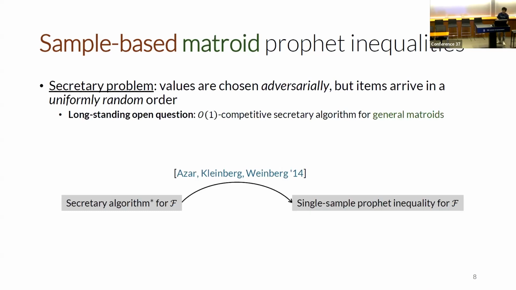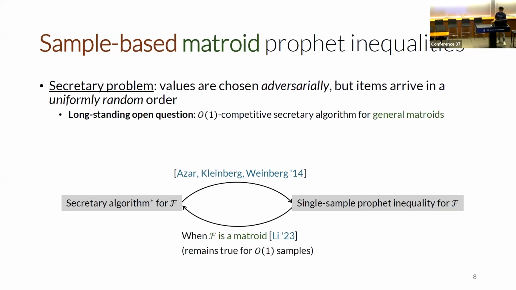Previously, we already know that if we have a secretary algorithm, then via a reduction, we can derive a single sample prophet inequality for the same feasibility constraint. This does not hold for every algorithm, but for most secretary algorithms. And actually, many previous works on single sample prophet inequality use this reduction.